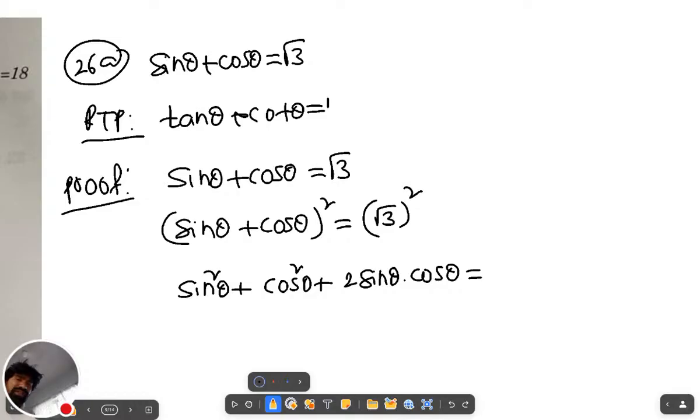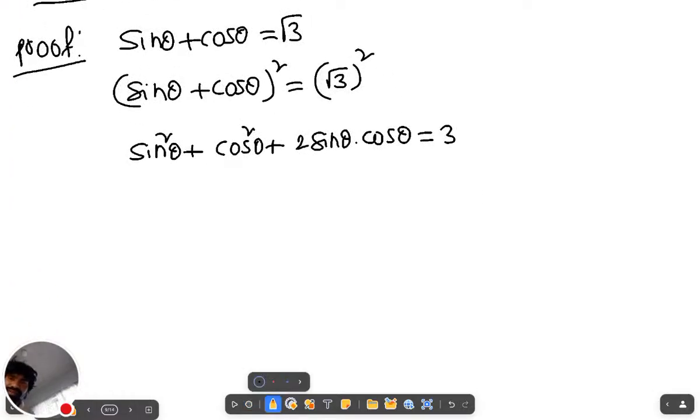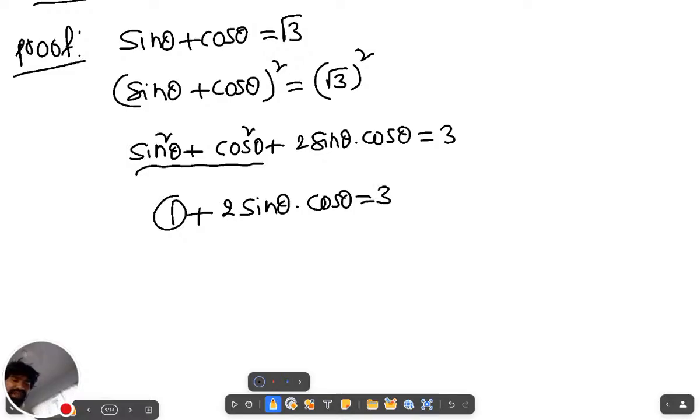The right side, root 3 whole square, is 3, since the square root and square get cancelled. Now we know that sin square theta plus cos square theta is equal to 1. So 1 plus 2 sin theta cos theta is equal to 3. Sending this 1 to the right side, it becomes 2 sin theta cos theta is equal to 3 minus 1.